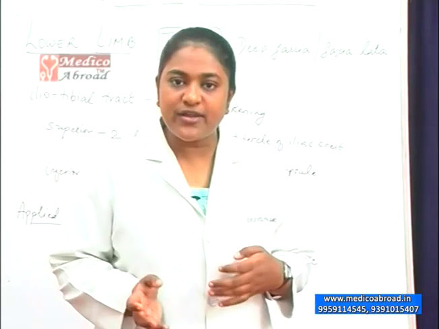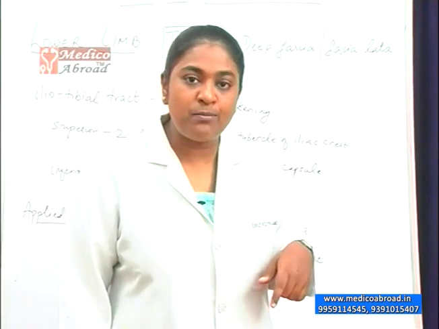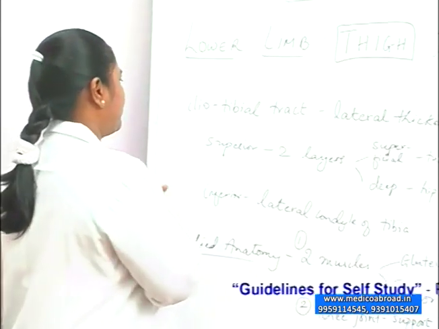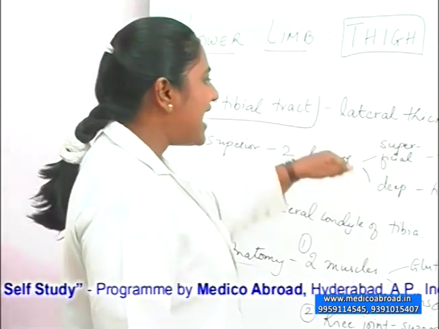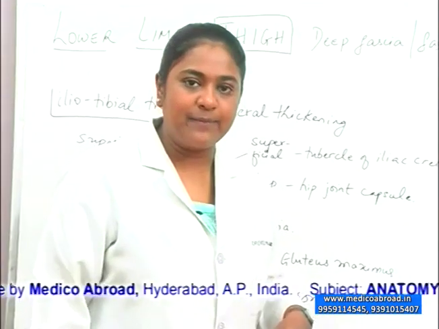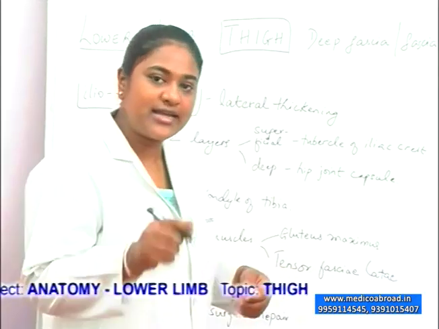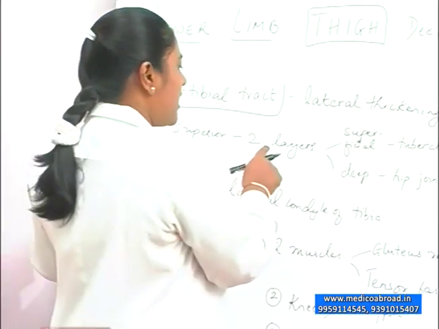There are certain modifications in the fascia lata, and one such important modification is the iliotibial tract. This is a lateral thickening of the fascia lata. Let's look at the attachments of the iliotibial tract. Superiorly, it's attached.